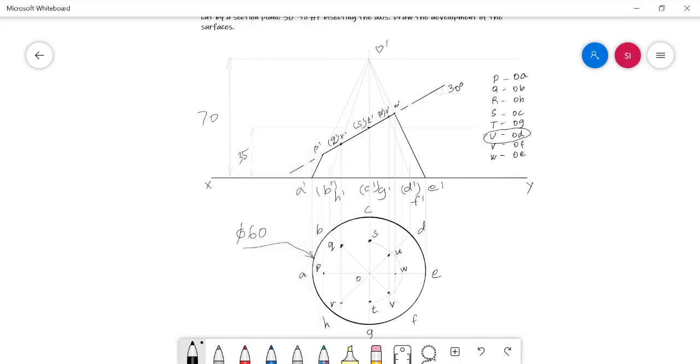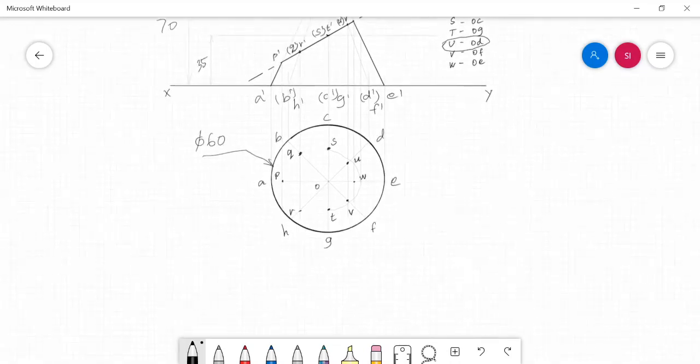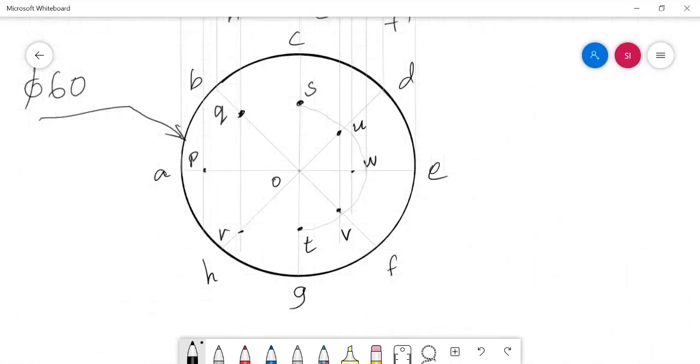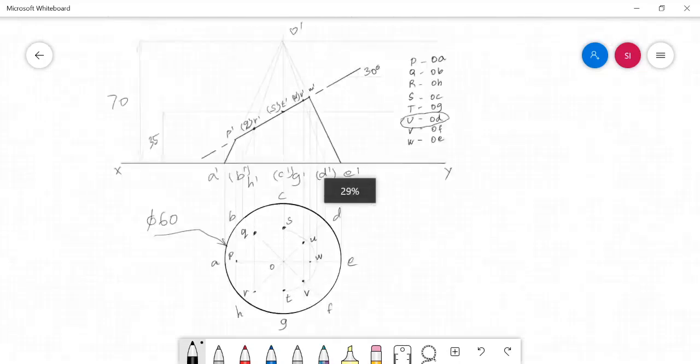So after marking all these cut points, first we need to connect all the cut points by means of a smooth curve. In the case of prism and pyramid only, the cut points need to be connected with straight lines because they are polyhedra. In the solids, cylinder and cone, which come under the category of solids of revolution, I need to connect the cut points with a smooth curve only. You can use your French curve for this purpose. Here I am joining it with a free hand.